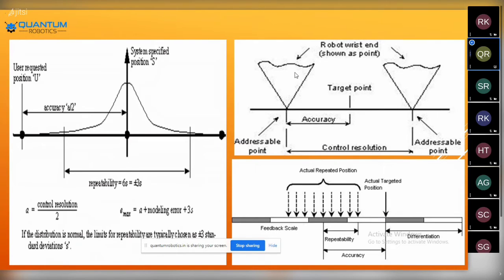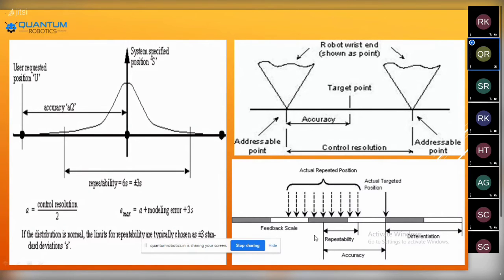And the actual resolution position, the actual targeted position, the feedback scale, and repeatability accuracy, and here the distributions, sorry, differentiation. Here we have to find the differentiation, and we have to find the accuracy from the target point. If we measure the center point, it is called the target point, meaning that A by 2 is the target point.